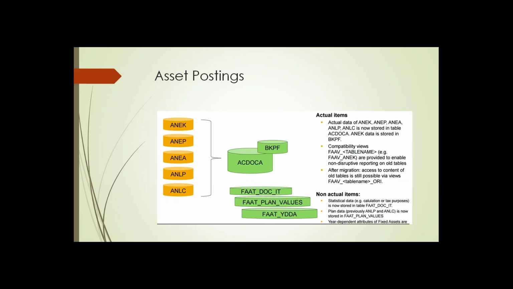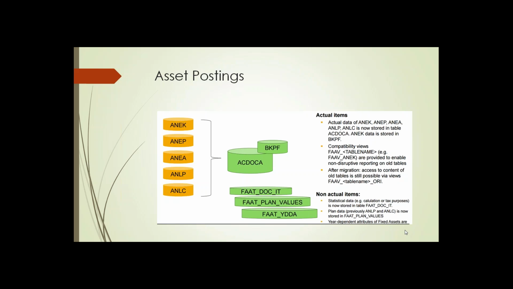So actual data of ANEK and these tables is now stored in the ACDOCA table. I'm not saying that all these tables will be removed. Some tables will remain as they are. The only thing is that the data will also be updated in ACDOCA, and you can do your reporting directly on ACDOCA. ANEK is stored in BKPF, which means the header will be stored in BKPF, and there are some compatible views which will help you in reporting. So if you see the last non-actual items, just a minute.